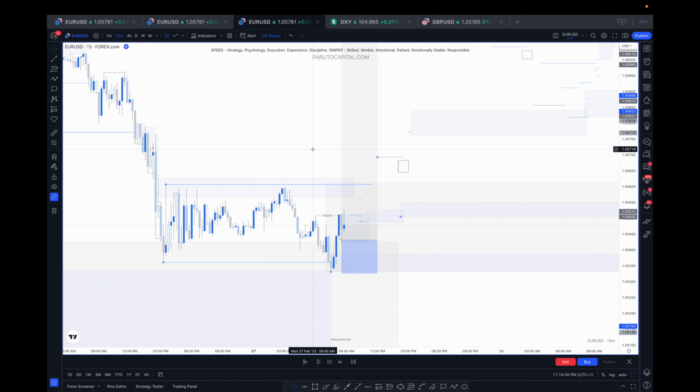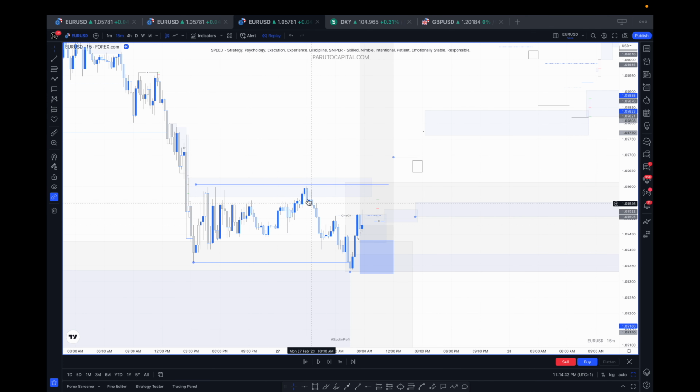Now, for some people, this change of character may not be sufficient. Some persons may want to see this high taken out first before they even consider entry, and that's perfectly okay. Depending on how you've tested the market and you know that it works for you, you can actually just sort of do your thing.